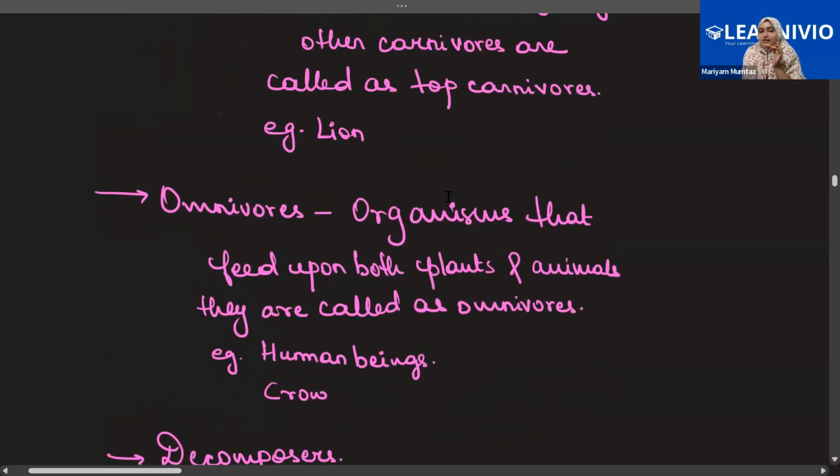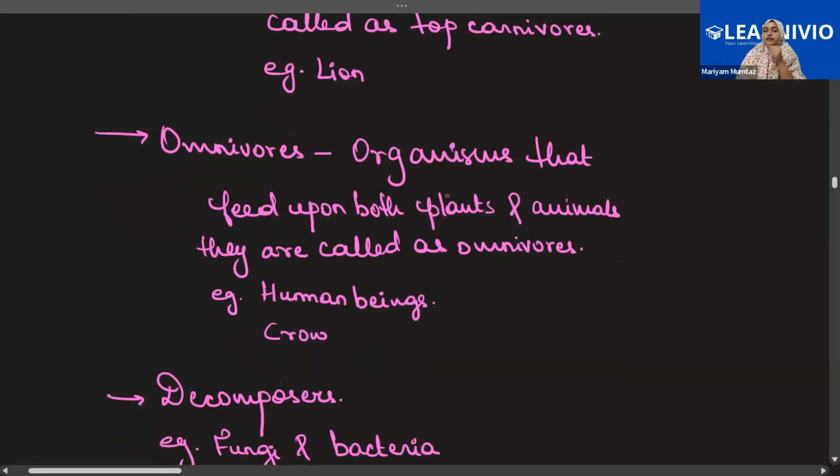Then comes the omnivore. Now, these are the organisms that feed upon both plant and animals, right? They have a dual diet system. Such as human beings, there are so many of us that are vegetarians, and then there are non-vegetarians, and then there are those that feed on both. Then crows and bears, they are omnivores. Okay, now you people note this down.